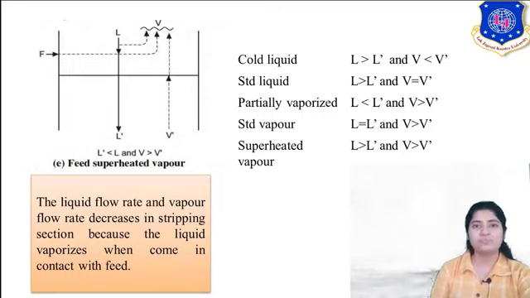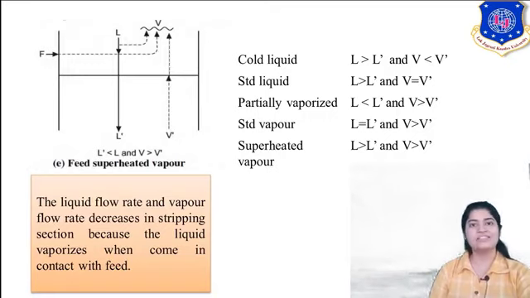Now as it is superheated vapor, it will vaporize the liquid which is coming from enriching section. The third is the vapors which are entering from stripping section and going to enriching section. Thus the net effect is: liquid flow rate decreases in stripping section, whereas vapor flow rate increases in enriching section.